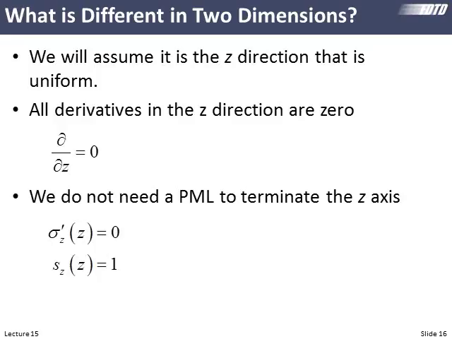And if nothing interesting is happening in the z direction, we don't need the z-axis PMLs. So right away our sigma z is 0 and our s sub z is 1. We can take those simplifications and plug those into our update equations, and they reduce down considerably.